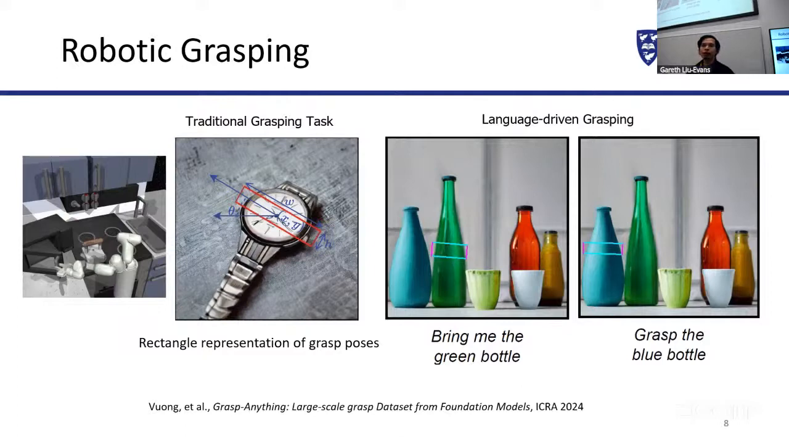We call it the language-driven grasping problem, and this can be applied to any robot in our home in the future, because literally if you want the robot to grab an object, you can give a direct command to the robot, and the robot should grab the object that you want, not any other object.